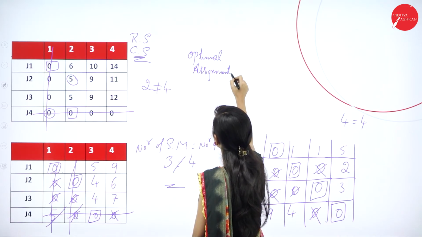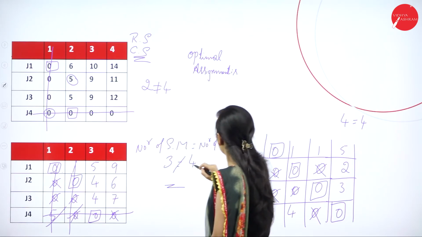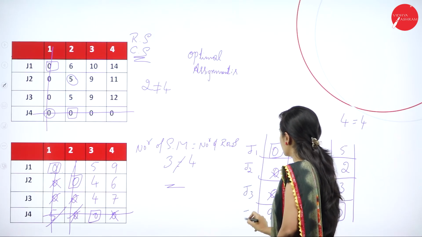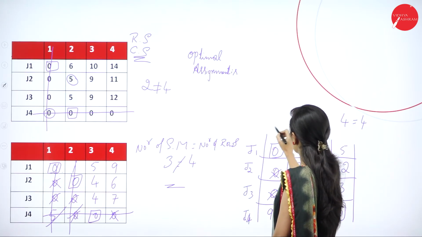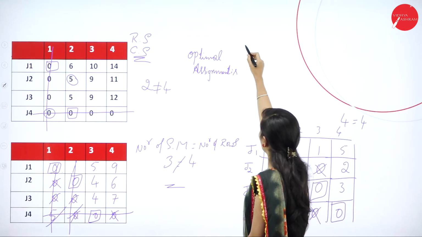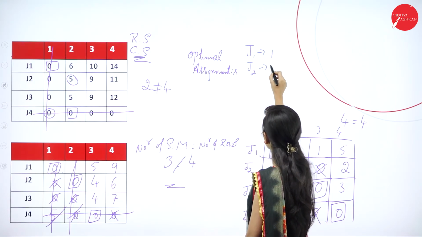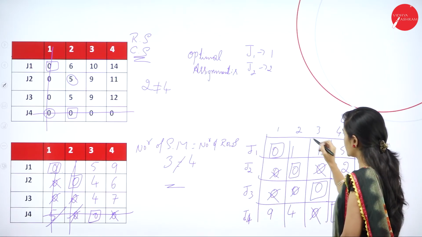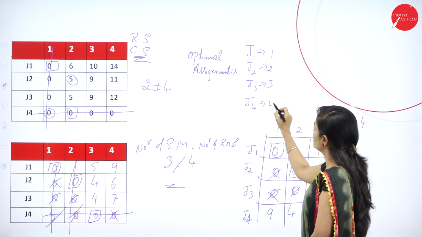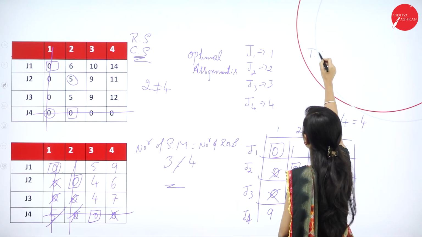So here, J1, J2, J3, J4 and 1, 2, 3, 4. So J1 to 1 and J2 to 2, J3 to 3, J4 to the 4th position. And now you can find the transportation cost.